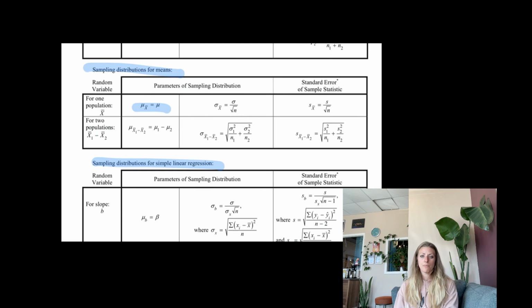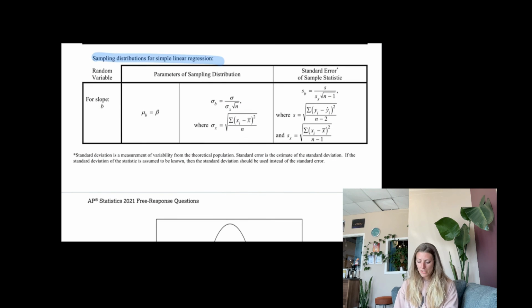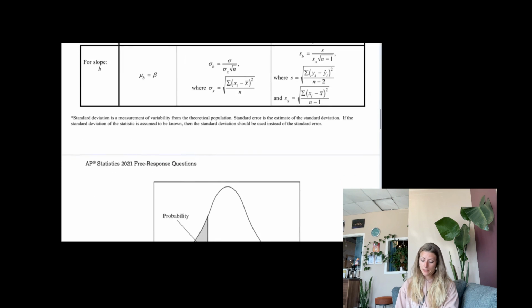Okay, same thing for the means. We have the mean of the sampling distribution is the same as the mean of the population. Don't confuse the notation. Sigma sub x bar, right, which is the standard deviation of the sampling distribution again, is sigma over root n. Here's your test statistic, your standard error, which you would use to find the test statistic. And then if you have two populations here, you have all this information, right? So, that is a lot of stuff.